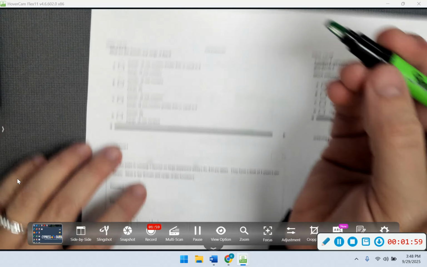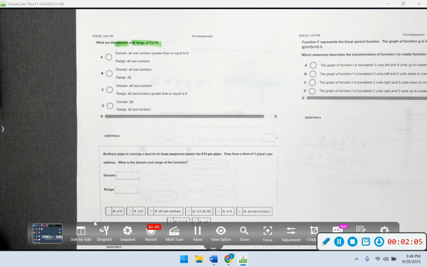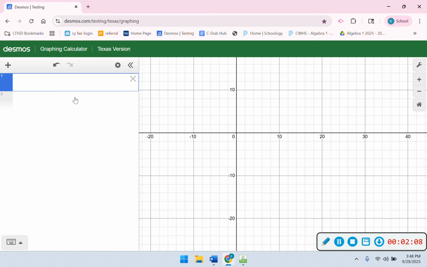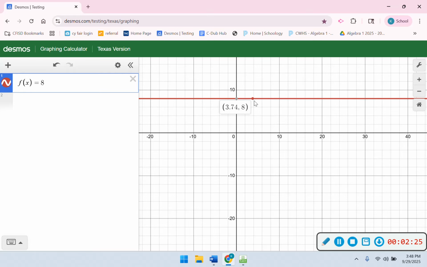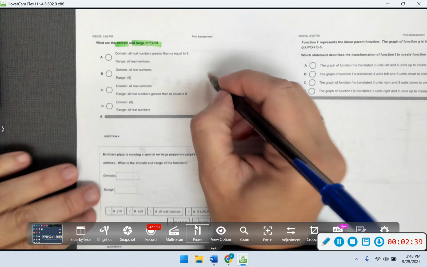Number 3 says, what is the domain and range? I would suggest you plug that into Desmos so that you can see the line. So if I go to Desmos, type it in exactly as it reads. So f of x equals 8. It's going to give me a line. So this horizontal line, and f of x is the same thing as y, so it's saying all the y's, and if I click on this line, all the y's are 8, so the range is just going to be 8, and the x's, it goes left forever, it's going to go right forever, so it's going to be all real numbers. So it's a horizontal line.